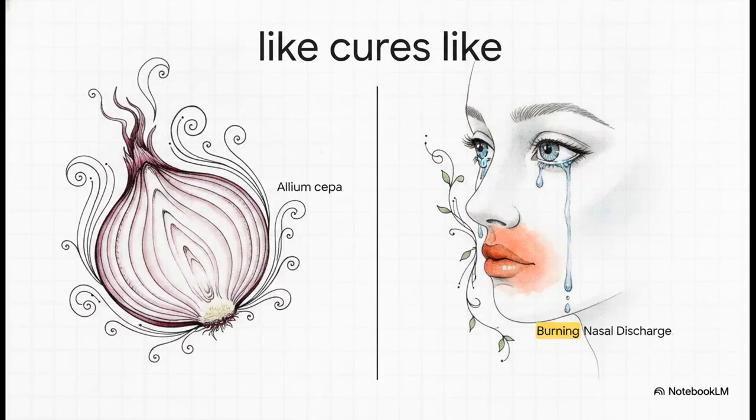Okay, let's ground this in a totally relatable example. Imagine a patient comes in with a head cold. Their eyes are watering profusely, but the tears don't burn. However, their nasal discharge is literally burning their upper lip. Now, if we ask ourselves what natural substance creates this exact peculiar pattern, well, the answer is probably sitting in your kitchen right now: raw red onions, or allium cepa. Matching that specific patient pattern to the remedy allium cepa is basically demonstrating the law of similars, or like cures like, in direct, everyday action.